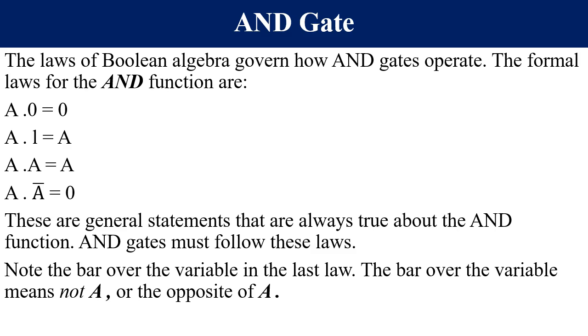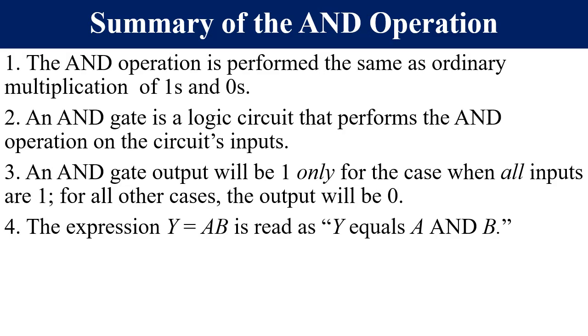So we say these are general statements that are always true for an AND gate, and the AND gate must follow these laws. Note the bar over the variable, like A and bar A is equal to 0. The bar over the variable means not A, or the opposite of A. Then the AND operation is performed the same as ordinary multiplication of ones and zeros. That's a summary of the AND gate.